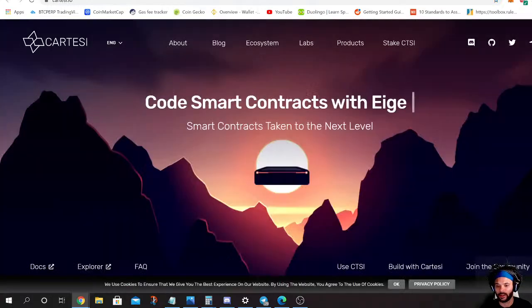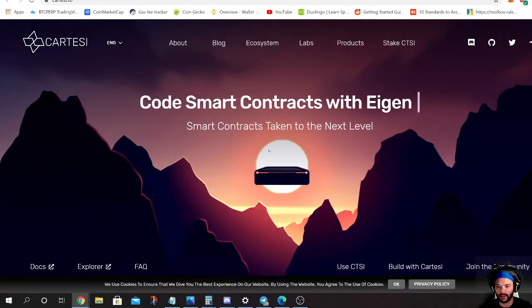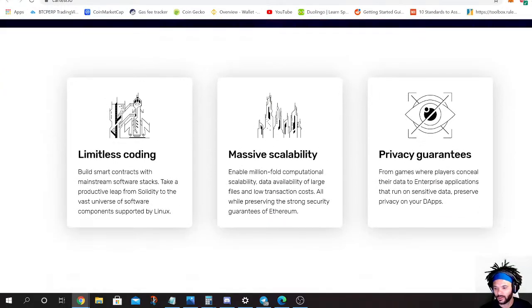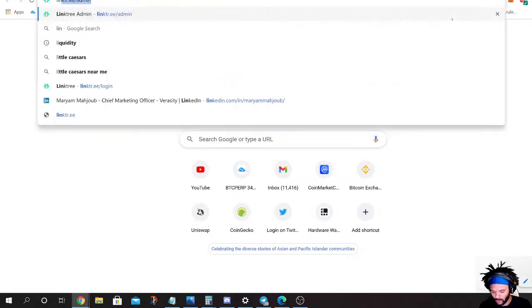I was looking at it earlier here. If you're wondering what Cartesi does, Cartesi is taking smart contracts to the next level. Limitless coding, build smart contracts with mainstream software stacks, take a productive leap from Solidity to the vast universe of software components supported by Linux. For the people that don't know, I think it's 98% of all computers in the world run off of Linux. So hear that again. 98% of all computers in the world run off of Linux.